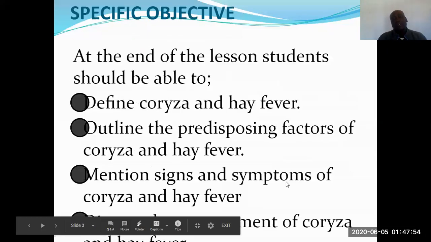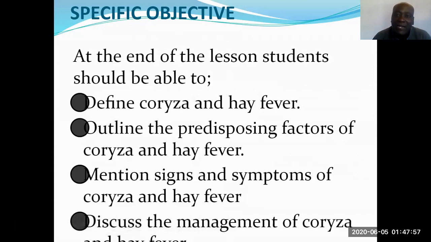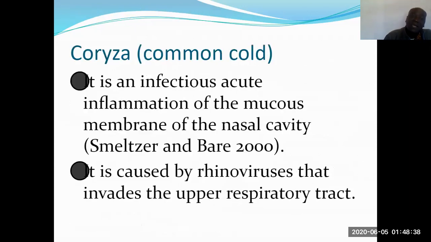So objectives, we are saying at the end of the lesson, students should be able to define CORYZA and hay fever. So we are looking at the two conditions, CORYZA and hay fever. So by the end of this lesson, we should be able to define those two. Then we should be able to outline the predisposing factors of CORYZA and hay fever, mention signs and symptoms of CORYZA and hay fever, and also discuss the management of the two conditions, which are CORYZA and hay fever.